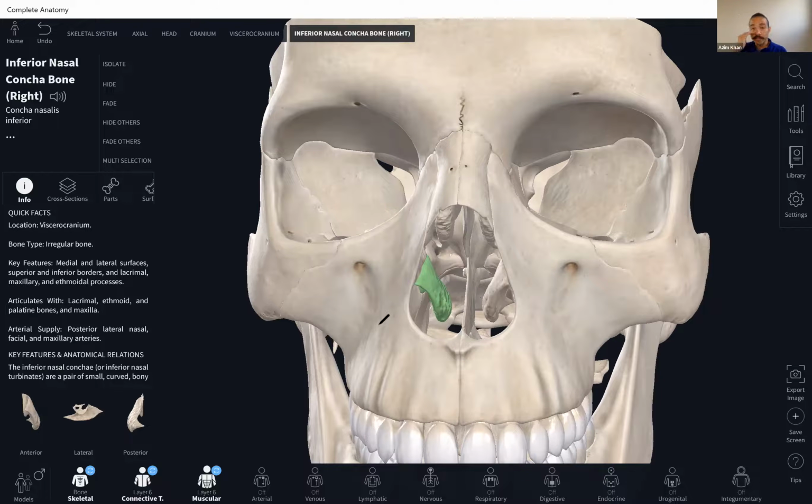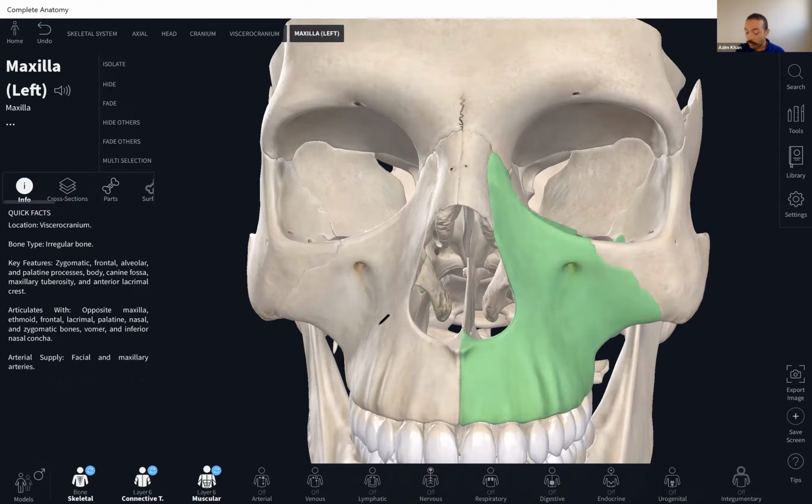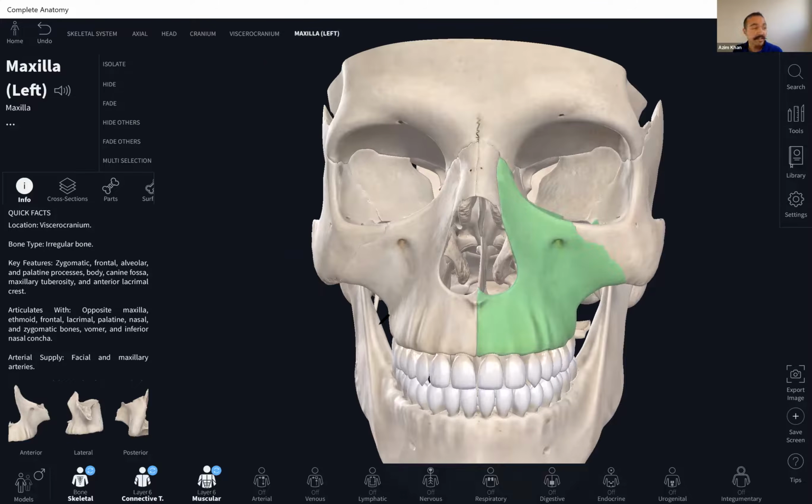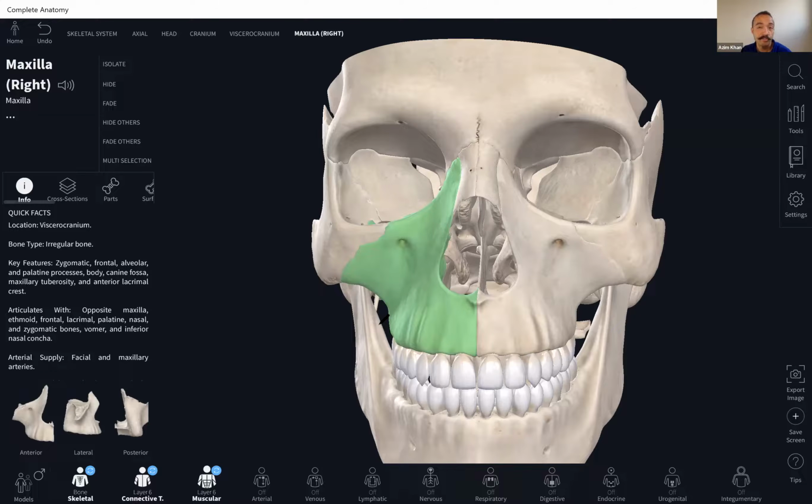The maxillae form the inferior portion of your orbits. They form the lateral walls of your nasal cavities, and they also form the roof of your mouth. They form the hard palate, and they have sockets for teeth. There's one maxilla here on the left, the other maxilla is here on the right. They're also part of the paranasal sinus group. So not only are they irregularly shaped bones, but they also are pneumatized. They have sinuses in them. So you can't see the picture here, but it does have the sinus.